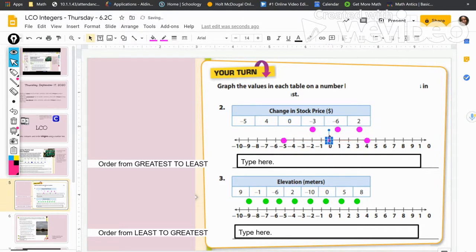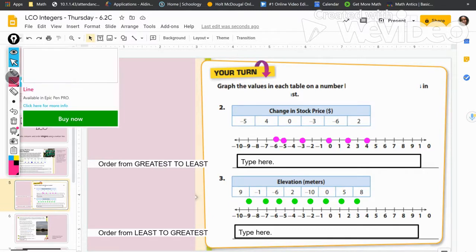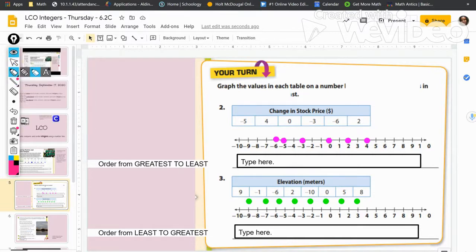This is 0, so it's going to go in the middle. -3 is to the left. -6 is also to the left. And then +2 is to the right. Okay, then what I wanted you to do was order these numbers from greatest to least. Oopsies. So I'm going to order these from greatest to least.